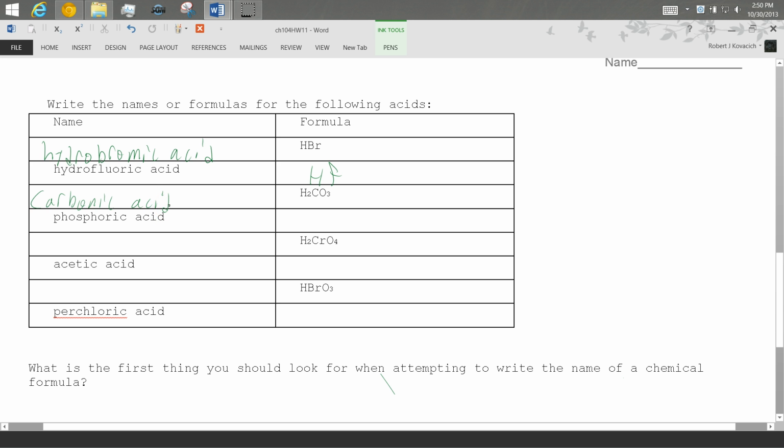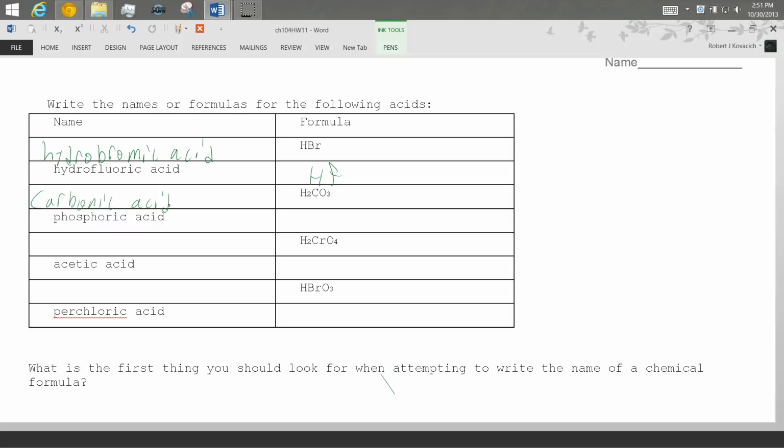Carbonic acid. So CO3 is the polyatomic ion, and that's carbonate. And when I turn that into an acid, I add H's until the charge disappears. So it's a CO3 -2. If I put 2 H's on there, then the charge is gone. And the -ate becomes -ic. So carbonate becomes carbonic acid.